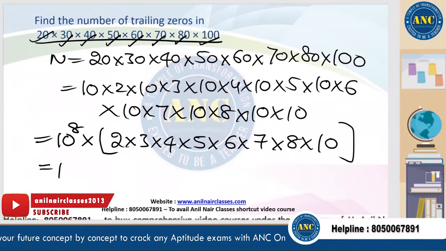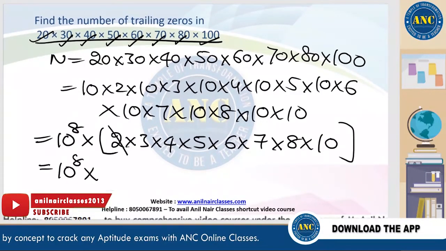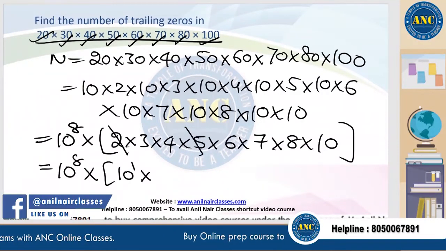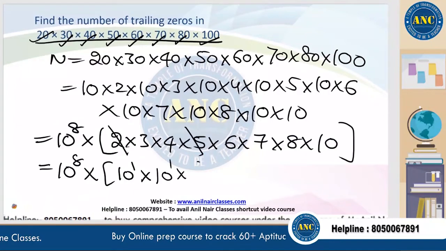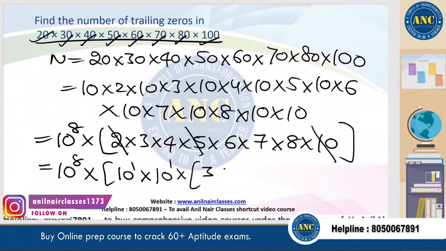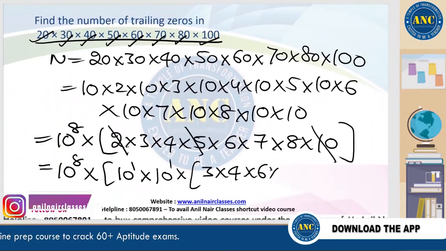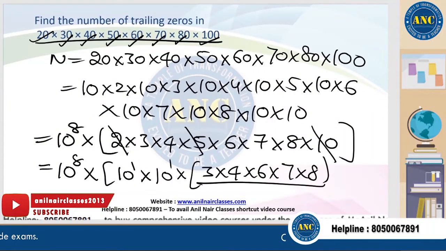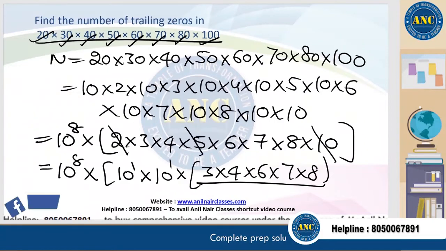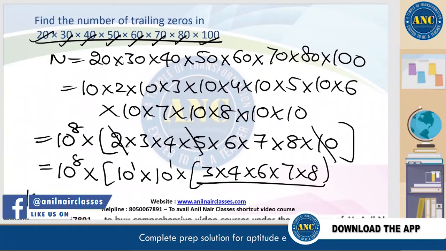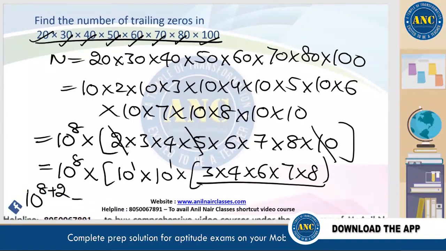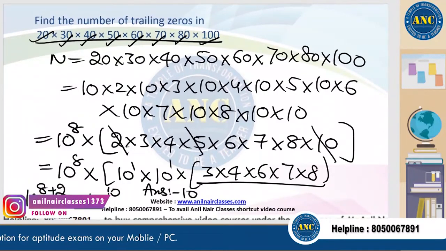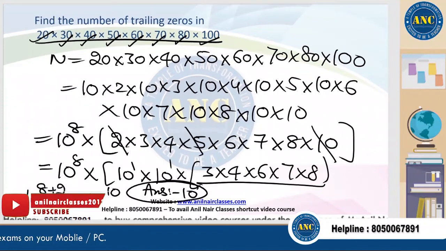So here it is 10 power 8. 2 into 5 is 10. Here another 10 is there. Remaining number is 3 into 4 into 6 into 7 into 8. This will not give me a power of 10. 10 power 1 into 10 power 1 is 10 power 2. So 10 power 8 plus 2, 10 power 10. Answer is nothing but 10.